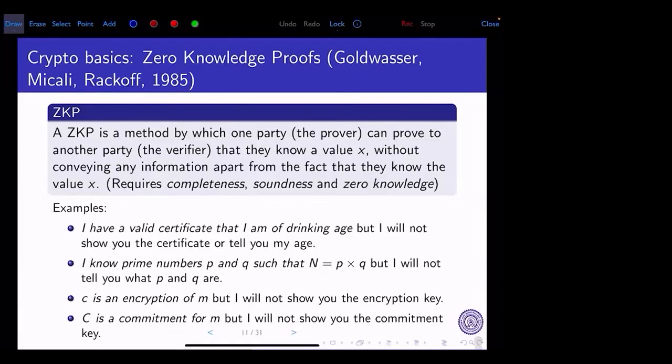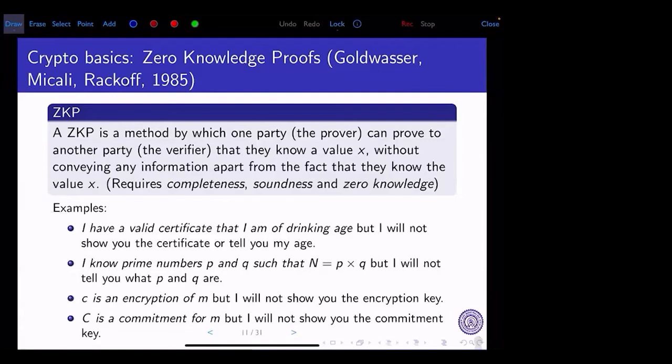Or you could give a proof that you know two prime numbers P and Q, so you know the factorization of N, but without telling them what P and Q are. Factoring composites has been a challenge in computer science, and we have not been able to find a good algorithm for it. Of course, we can do it for small numbers like 15 as 3 times 5, but for a number with, say, 1,000 digits, we don't know how to solve this problem. Multiplication is easy, but factoring is hard. So you can say, I know prime numbers P and Q such that N is equal to P times Q, but I won't tell you what P and Q are. That would be a zero knowledge proof.